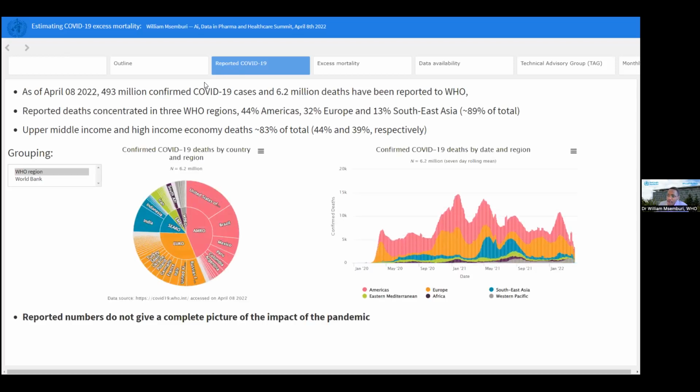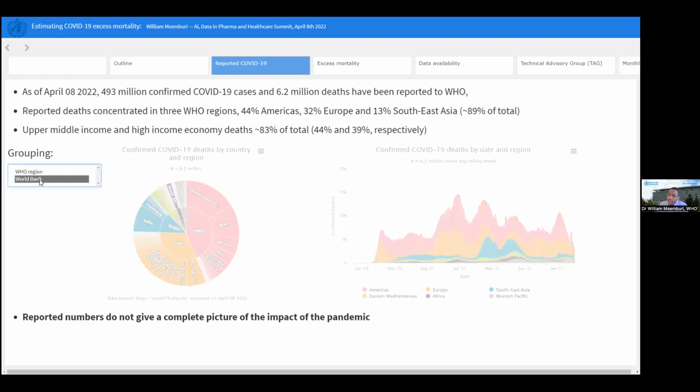So as of April 8th, today, there are over 490 million confirmed COVID-19 cases and over 6 million reported COVID-19 deaths that have been reported to WHO. The reported deaths have been concentrated in 3 of the WHO regions. So 44% the region of the Americas, 32% Europe, and 13% in Southeast Asia.